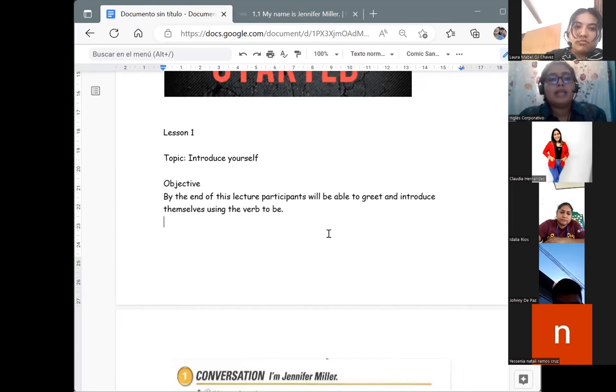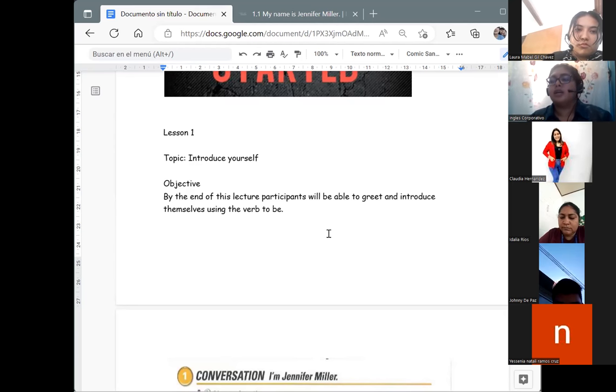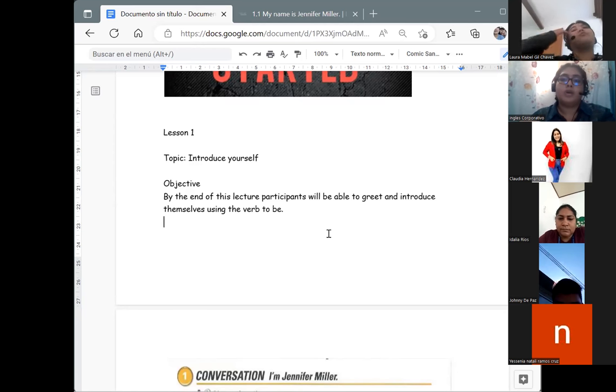It says, by the end of this lecture, participants will be able to greet and introduce themselves using the verb to be. Sabemos que lo importante de este tema es que aprendamos a saludar y a presentarnos utilizando el verbo to be. Ustedes saben que el verbo to be es como la base, ¿verdad? Para nuestro aprendizaje. I know that you already learned about the verb to be. You know what is the verb to be, what are the uses and all of the things.